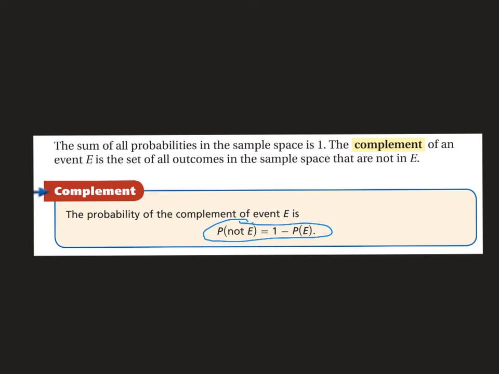Let me give you a quick example here, and then we'll do a more formal example. So let's say we're rolling 1 die, right? And if I want to know what the probability is that the number is less than 6.